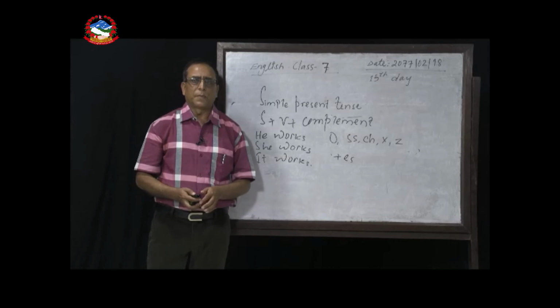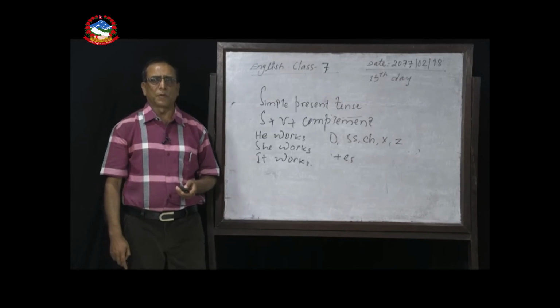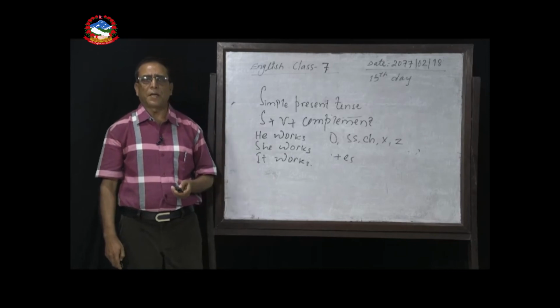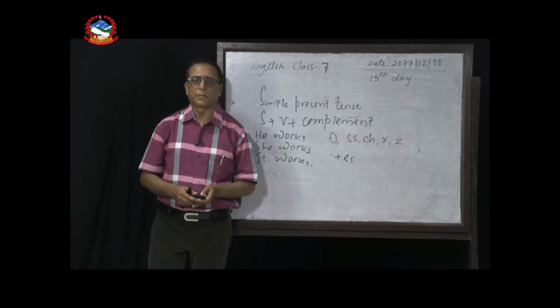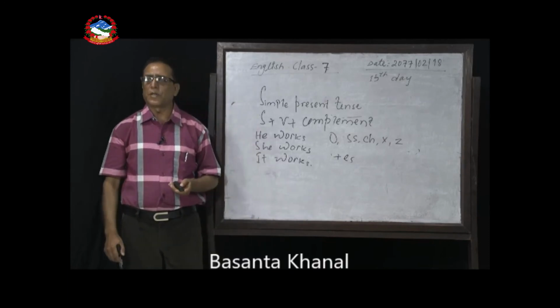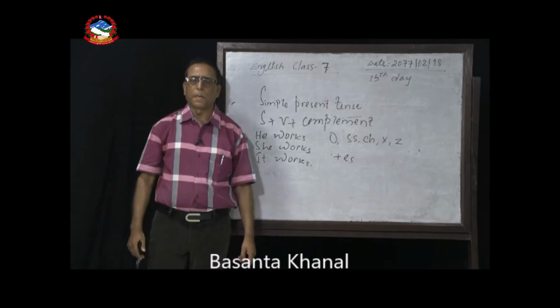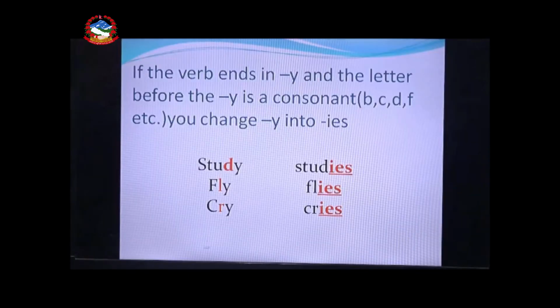Now, let's go to the another information. If the verb ends in Y and the letter before the Y is a consonant letter, beside A, E, I, O, U, you change Y into IES. For example, STUDY, study. Before Y, there is a consonant letter D. So, we omit Y and add IES in the place of the Y to make verb 5 in study.